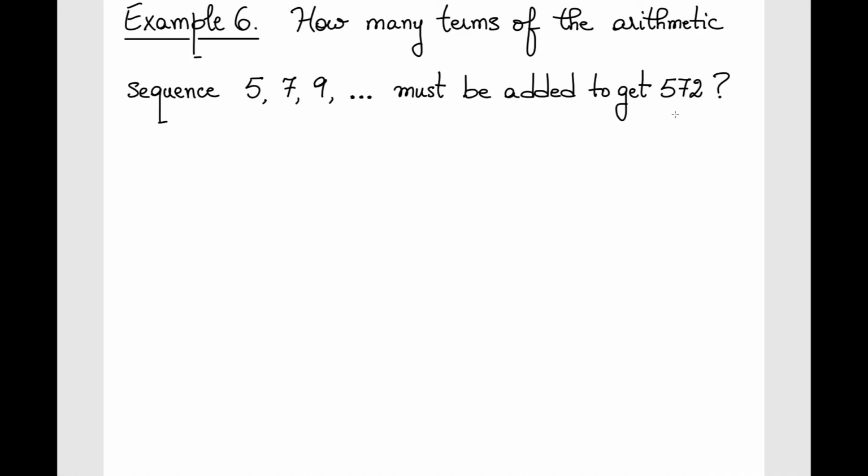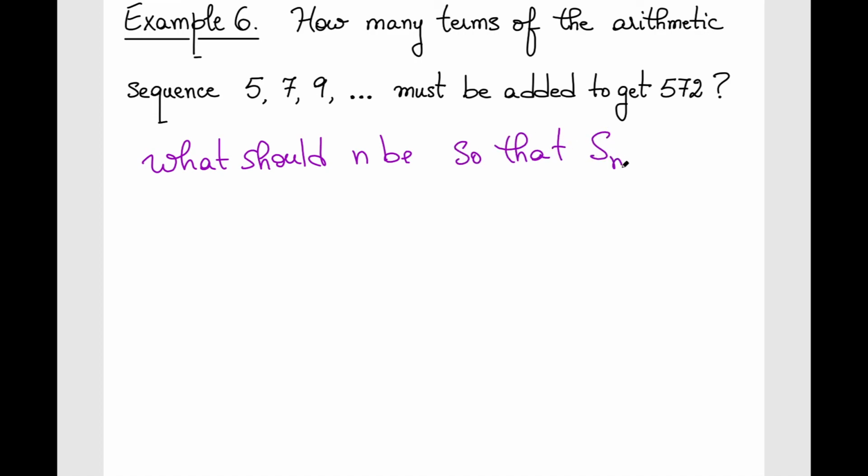All right, so here the question is, what should n be, n being the number of summands? How many terms should we add so that the nth partial sum becomes 572? This is the question, right? So we want to find n. That's the desired thing. I want to find n so that the nth partial sum is 572.